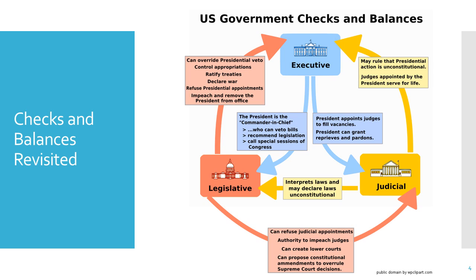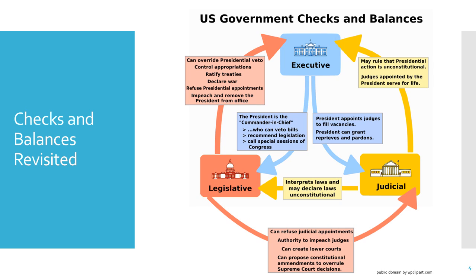The legislative branch can check the executive branch by overriding presidential vetoes, controlling appropriations, which means how much money the president has to work with, ratifying treaties or not ratifying treaties, declaring war or refusing to declare war, refusing presidential appointments, or even impeaching and removing the president from office, if that has to happen. The legislative branch also has a check on the judiciary because the legislative branch, specifically the Senate, can refuse judicial appointments. The legislative branch can impeach judges. The legislative branch can create lower courts.